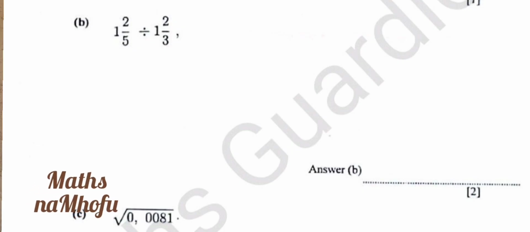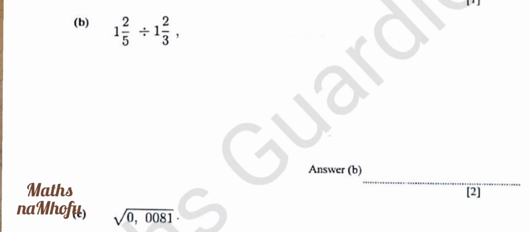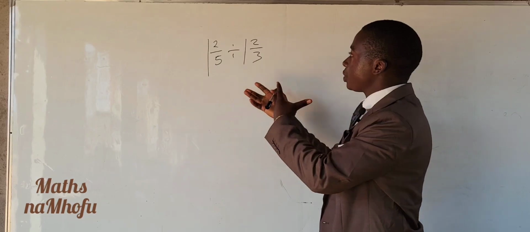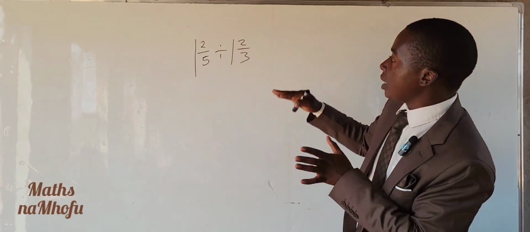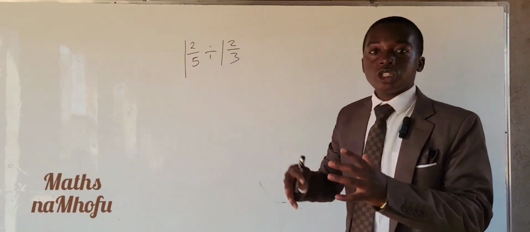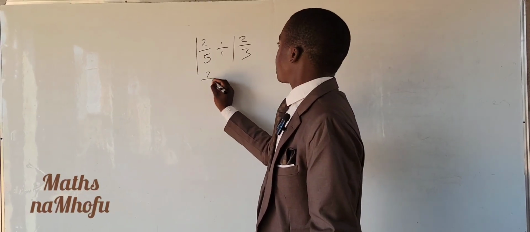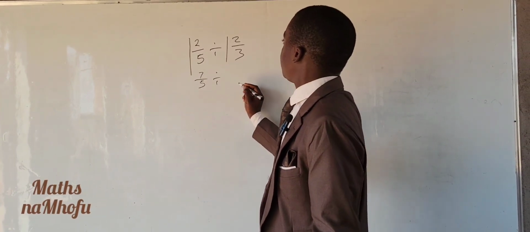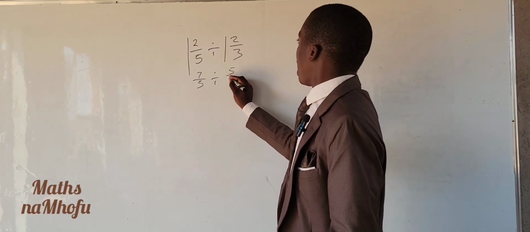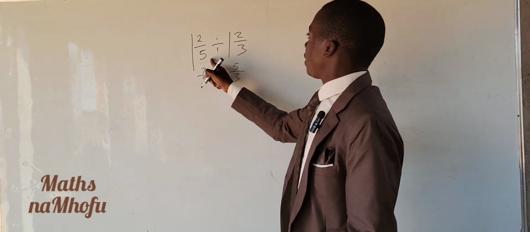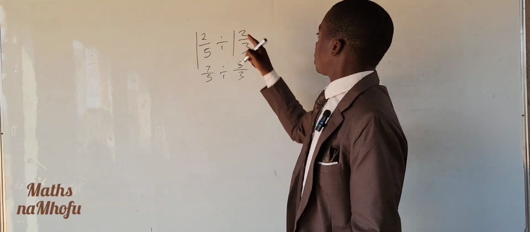Divided by 1 and 2 over 3. So the first thing here, you need to change this into a mixed, actually improper fraction. This is a mixed number. You change it to an improper fraction, and then you simplify. 5 times 1 plus 2 is 7, so that's 7 over 5, divided by 3 times 1 plus 2, which is 5 over 3. Remember, you say 5 times 1 plus 2, 3 times 1 plus 2, like this.